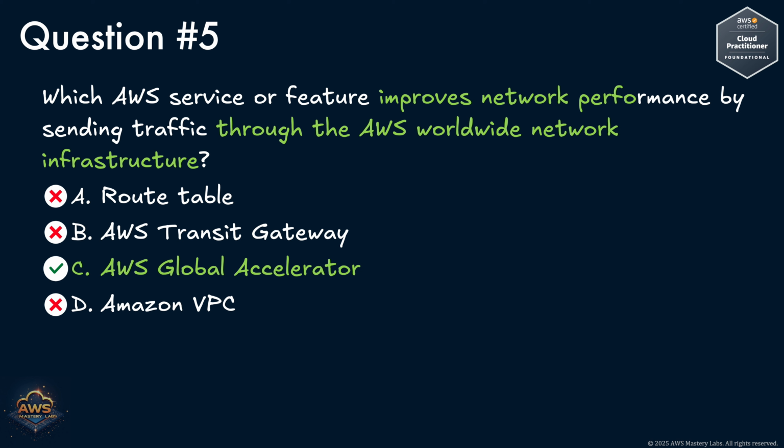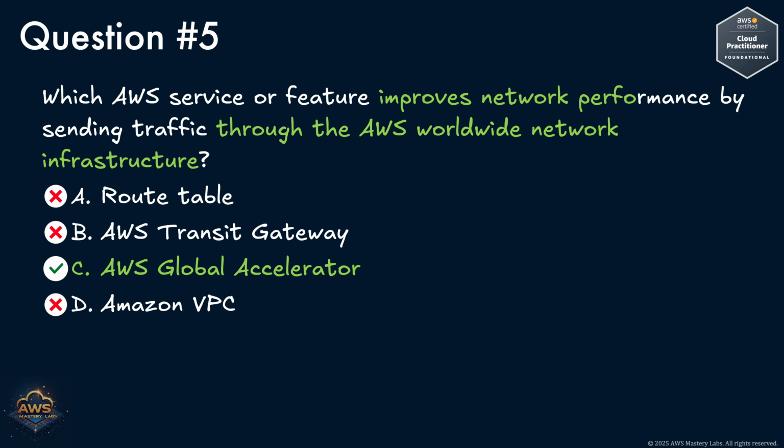Option C, AWS Global Accelerator. Now we've arrived at the right answer. AWS Global Accelerator is designed specifically to enhance application performance and availability by routing traffic through the AWS Global Network infrastructure. Here's how it works.